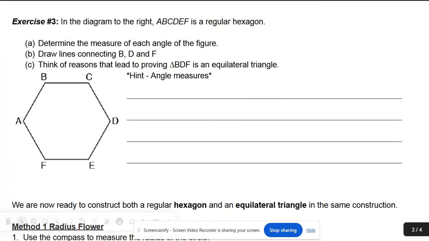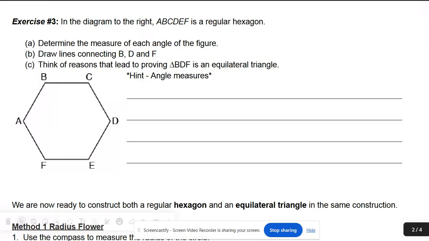All right, so this one's a fun one. Let's see what I wrote down in my notes. Nothing too much. So this is just a learning thing. Determine the measure of each angle of the figure. So if you use a protractor, you can find each angle. There's also a formula. Again, it's from 8th grade. So you can find the measure of an angle.